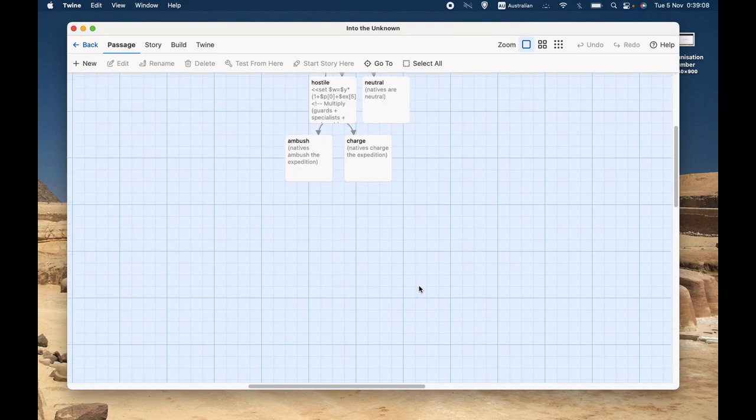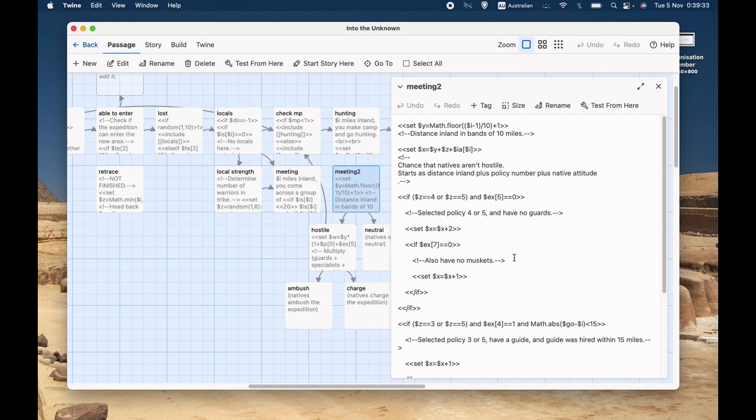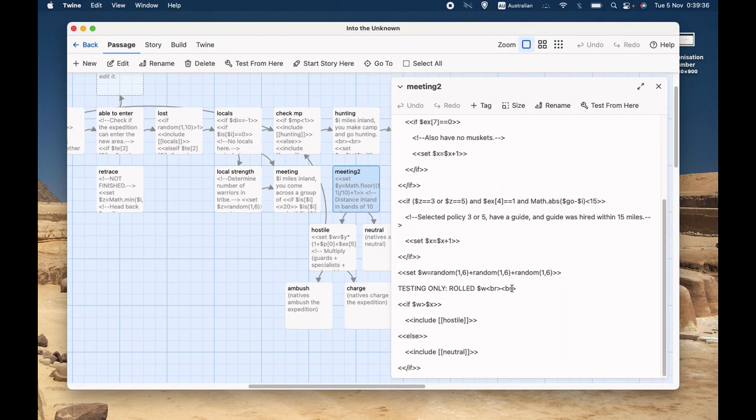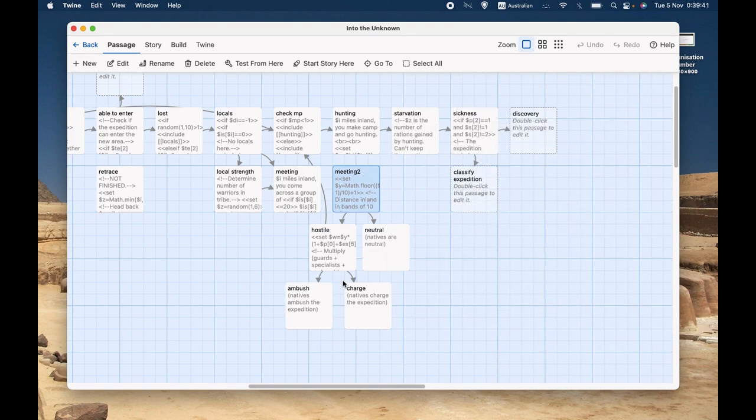So as you will recall, in this screen, meeting 2, that determines whether the natives, or locals, are hostile. There's no name for them in this game. Source of the Nile calls them natives. I've generally called them locals. But either way, this screen determines the chance that they're not hostile, and then it rolls dice to see whether they're hostile or neutral. We've already dealt with that in the last video, so today we're going to deal essentially with this screen here.